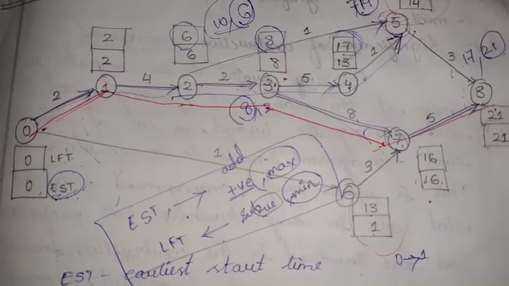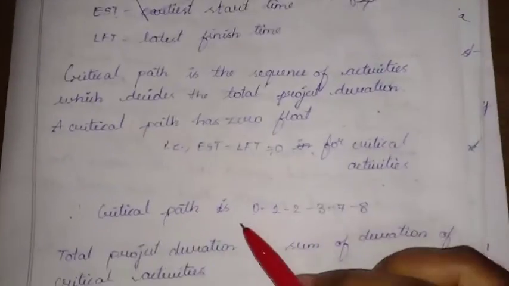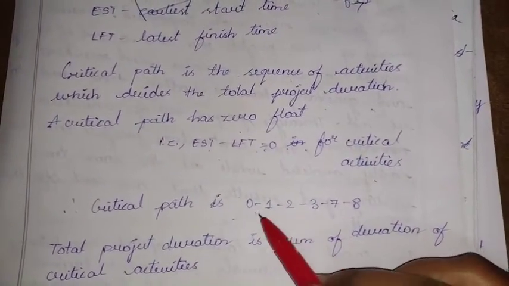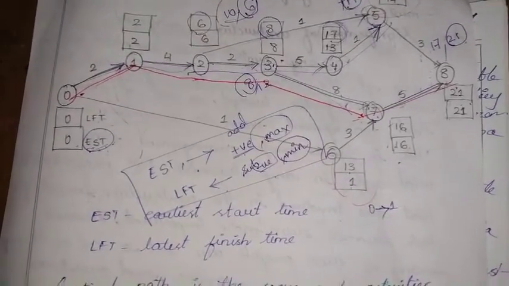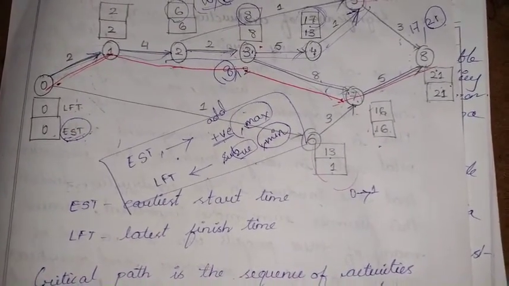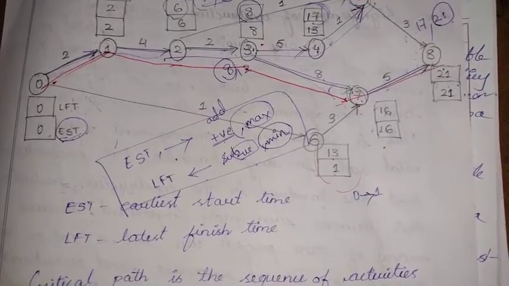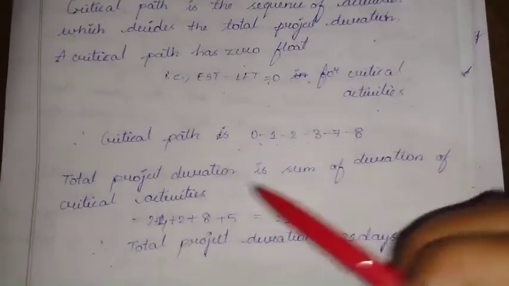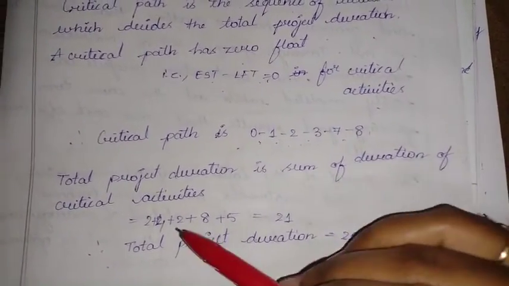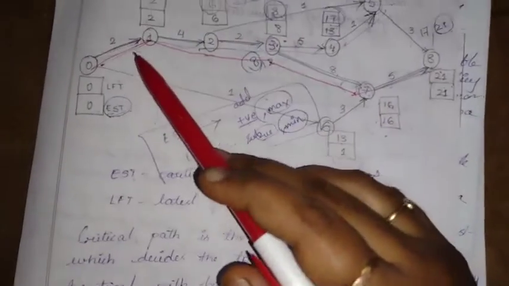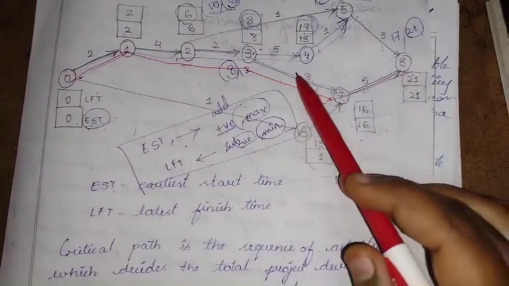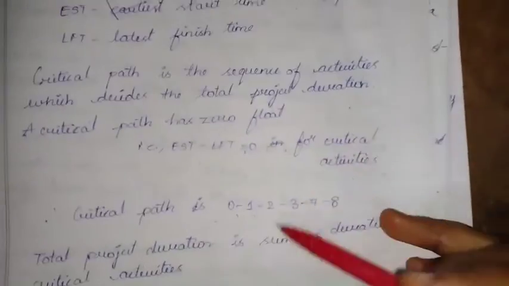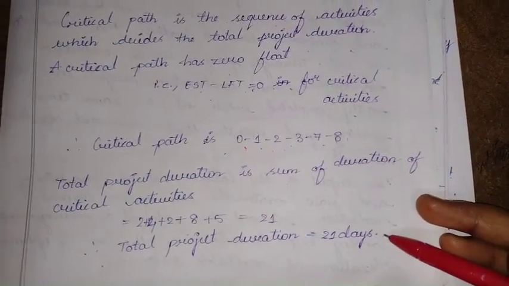Whenever they are asking for the critical path, we have to mention that the critical path is 0 to 1, 1 to 2, 2 to 3, 3 to 7, and 7 to 8. And total project duration is nothing but the sum of the critical activities' duration, that is 2 plus 4 plus 2 plus 8 plus 5. That is 21 days.